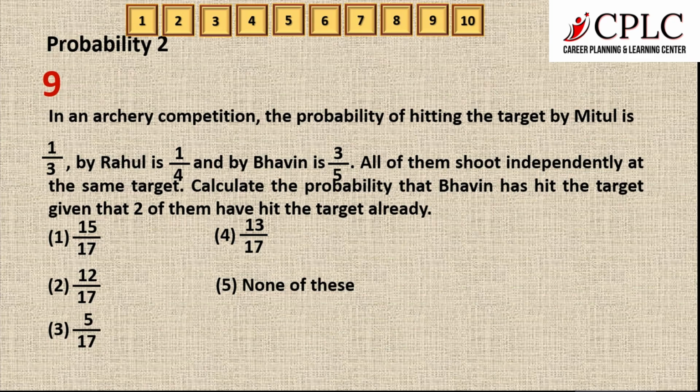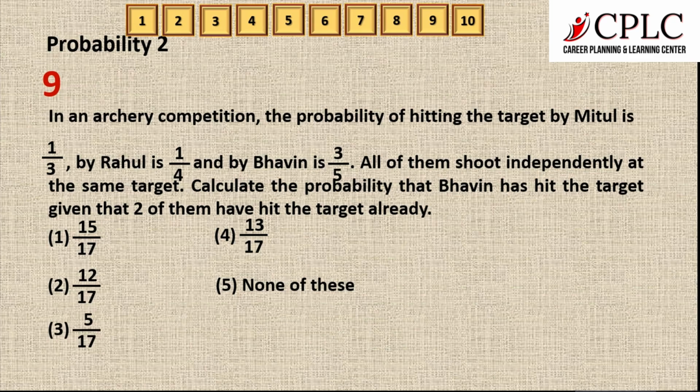So this is what you need to understand immediately when you read such type of questions. All of them shoot independently at the same target. Calculate the probability that Bhavin has hit the target, given that two of them have hit the target already. Now, what does that mean, and what are we exactly calculating? The favorable outcome is that two people have hit the target, and Bhavin is one of those two people who are hitting the target. That is the favorable outcome. But the sample space is that two of them have hit the target.